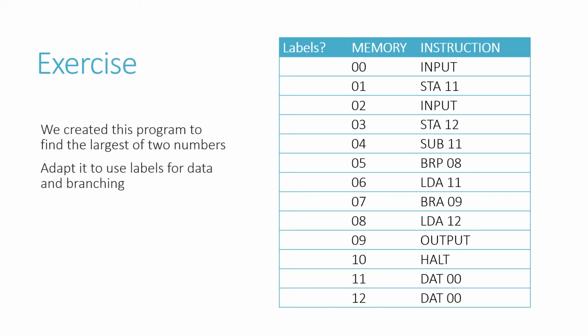In a previous lesson, we created this program to find the largest of two numbers. It uses numbered data locations as the operands. Identify the data locations that are used as operands and give them labels. Then change the commands so that they use the labels instead of the data location numbers. It would be a good idea to pause this presentation and have a go at this, writing it on paper. I'll continue in a moment with the completed task.